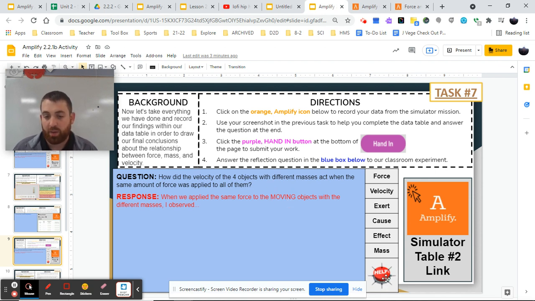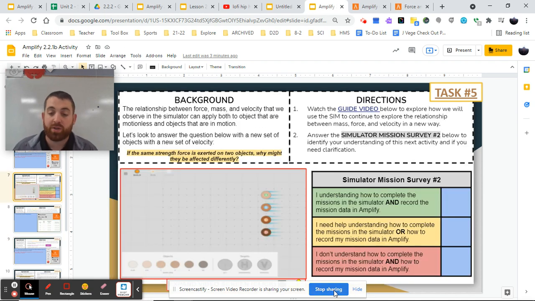Same idea, pull in our vocab words. If you need to see their definitions, hit the help button. And as always, complete your survey and reach out if you need help.